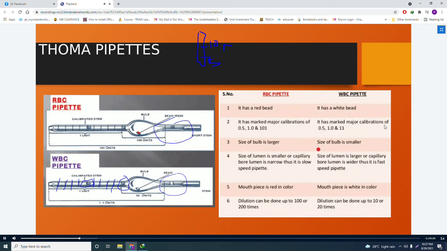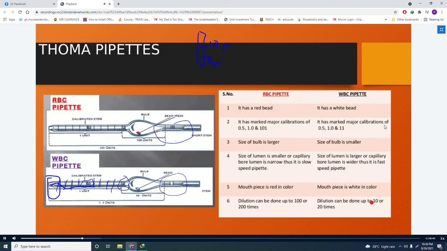Then, the size of bulb sa WBC is smaller. So, mas maliit siya. If you notice, compared mo sa picture, mas malapad yung bulb, larger yung bulb ng RBC pipette. Now, si WBC pipette class, yung lumen niya is larger. When you say lumen class din, yung entrance kung saan pumapasok. So, mas larger siya yung pore. So, mas mabilis papasok yung blood pag nag-pipette, or pag inaspirate mo siya. And si RBC pipette class is narrower or smaller yung lumen. Tapos, mas mabagal yung pag-aspirate mo, no?